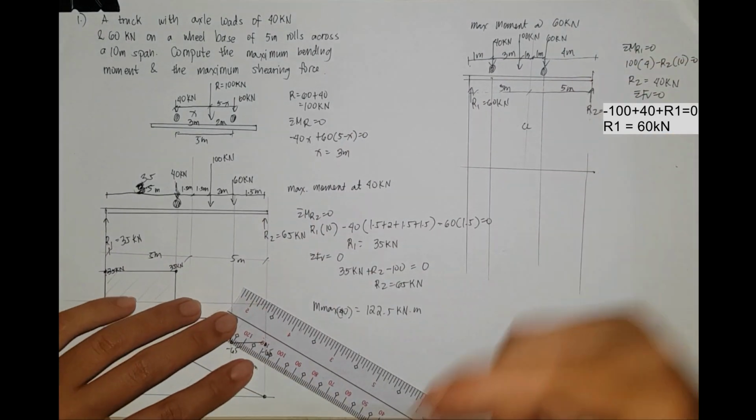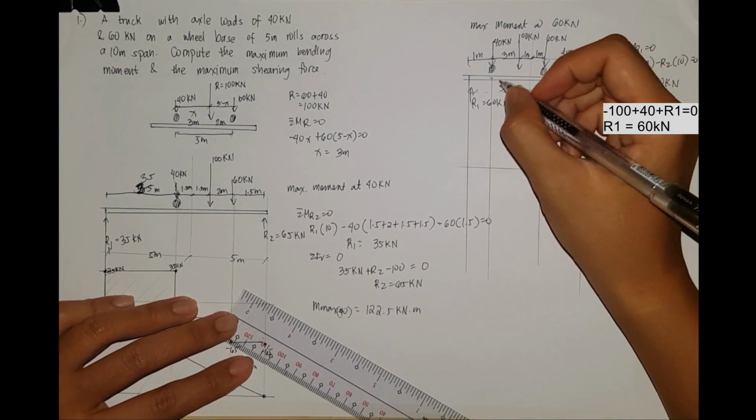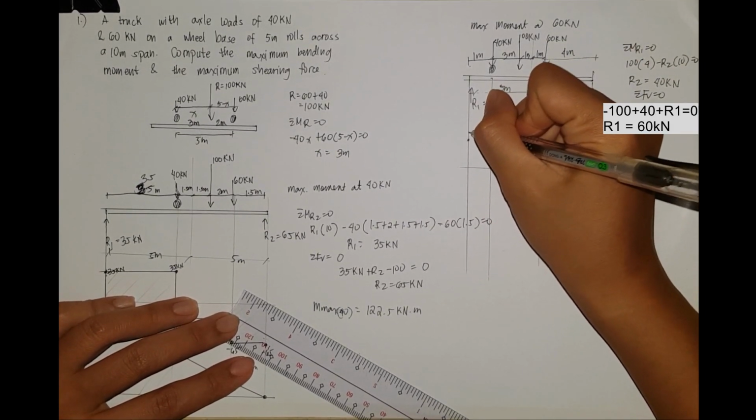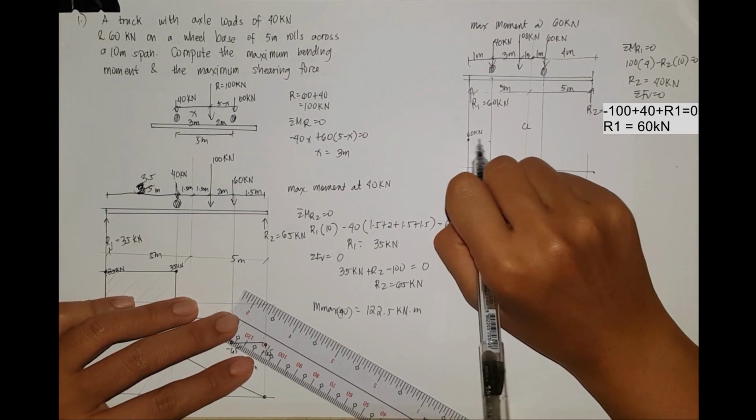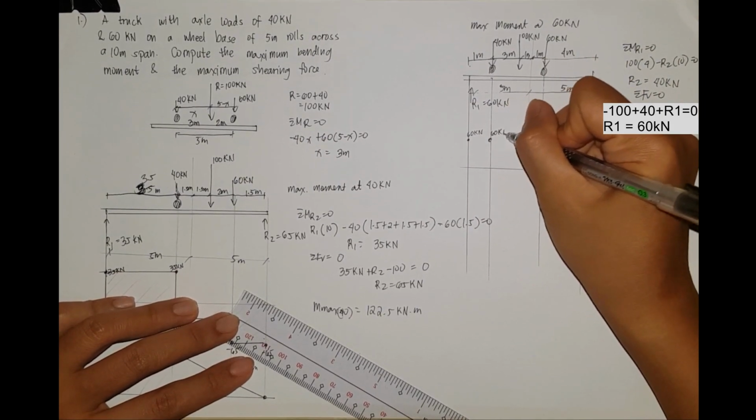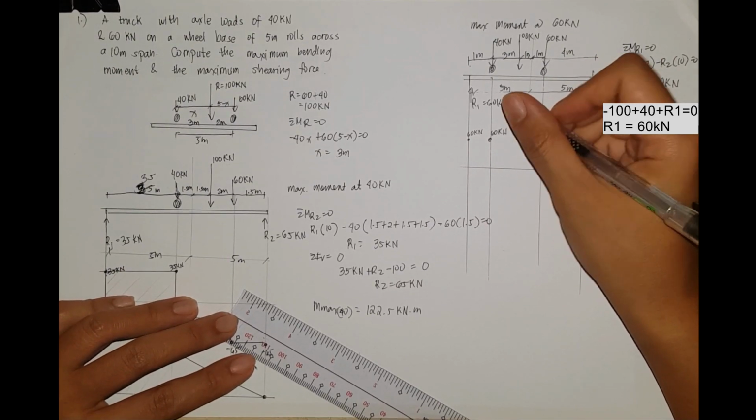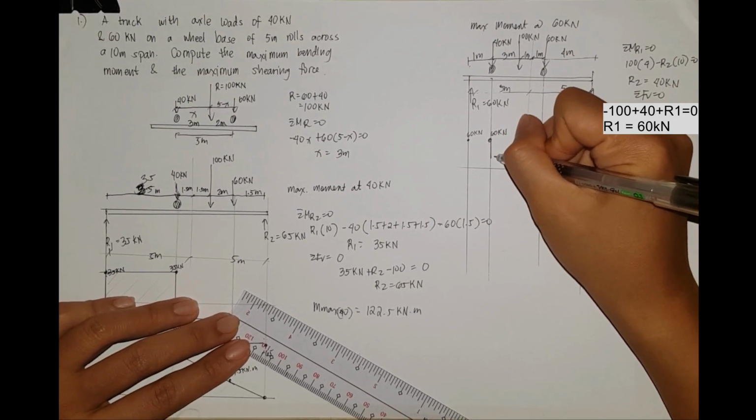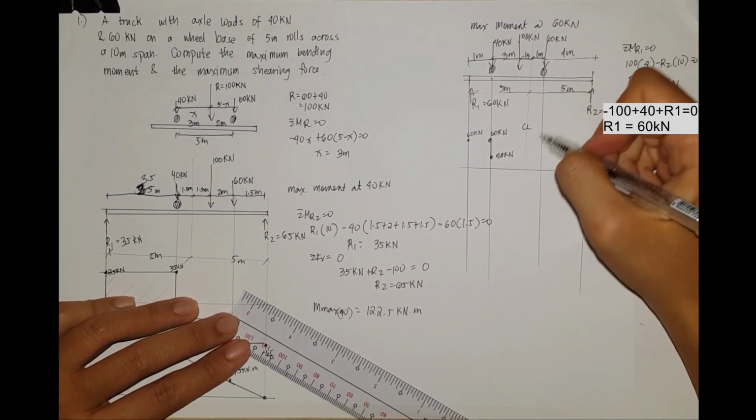So for the shear and moment diagram, do we have a concentrated load here? We have, which is equal to 60 kilonewton. So do we have an area in the load diagram? Wala. So 60 kilonewton. Do we have a concentrated load? We have, which is equal to negative 40. So 60 minus 40. So we have 20 kilonewton. And then, do we have an area?